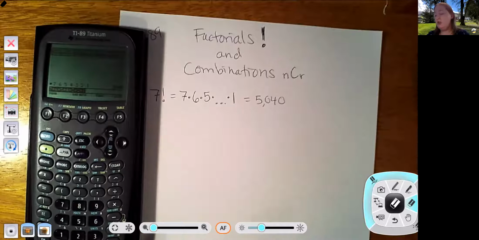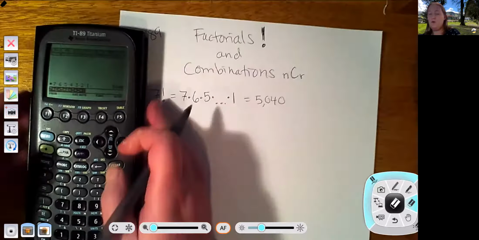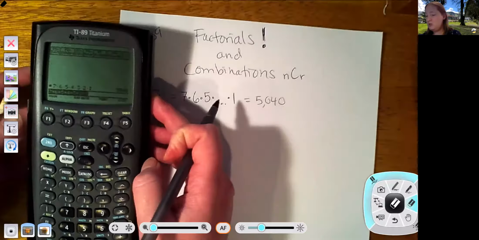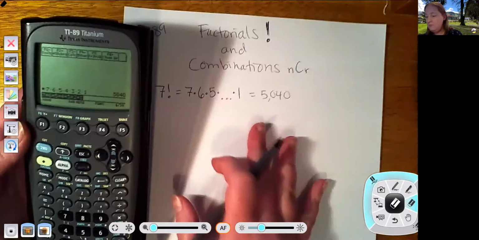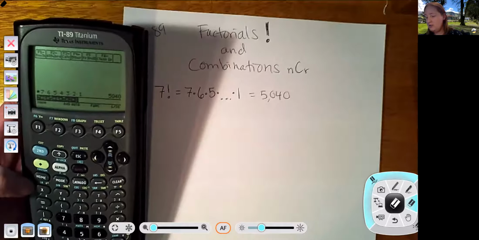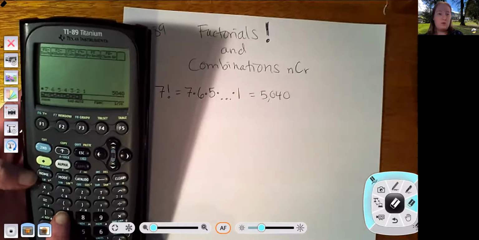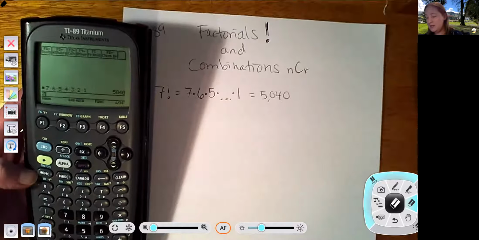Now, imagine if you had to figure out what something much larger was, like 26 factorial. Or even larger. You might not want to sit there and type in 1 less, 1 less, 1 less until you get down to 1. So it's really nice to have a function on your calculator that will do it all for you at the press of a button or two. So for 7 factorial, or any factorial, you're going to need to type in the number that you want to find the factorial of. So 7 in this case.